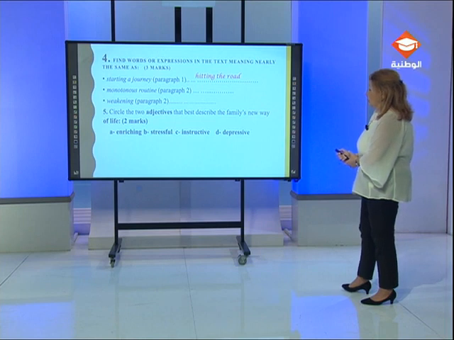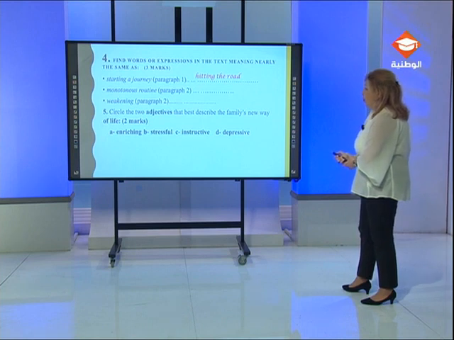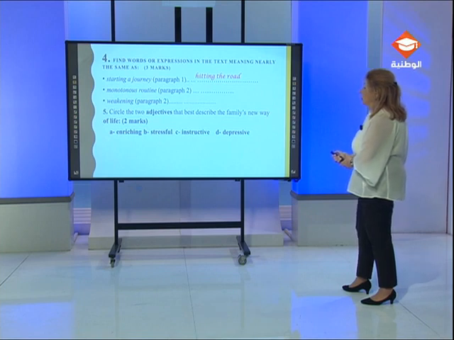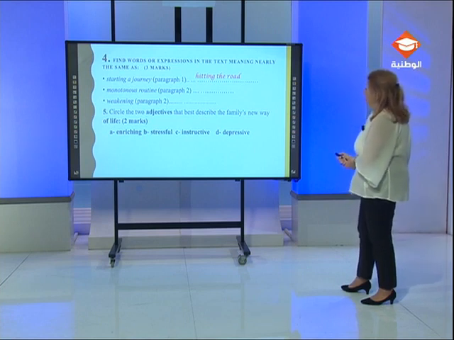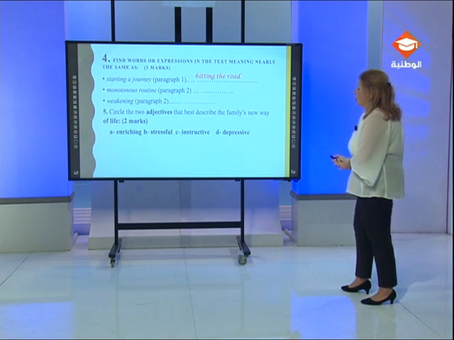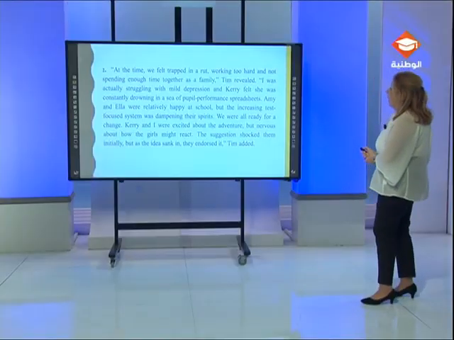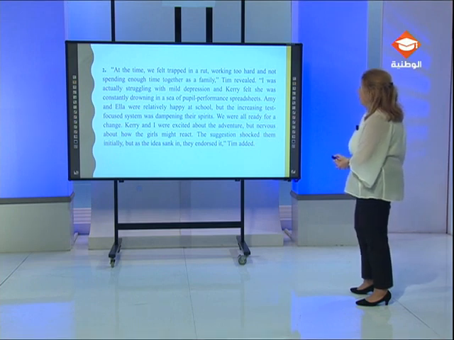The second definition, monotonous routine. Be careful. Here we have adjective plus noun, monotonous routine. So routine is itself monotonous, but here we even emphasized it, monotonous routine. So what type of word do I have to look for in paragraph 2? It must be a noun. I go back to paragraph 2.